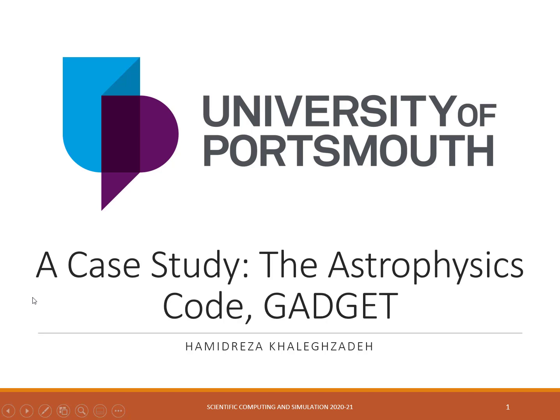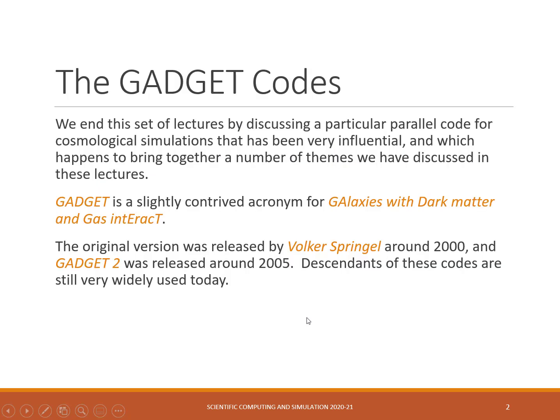Hello people, this week as a case study for n-body problems, we discuss GADGET. GADGET is a particular parallel code for cosmological simulations. GADGET is an acronym for Galaxies with Dark Matter and Gas Interact. Its original implementation was released in 2001. Then, later on in 2005, its second version, known as GADGET 2, was introduced.